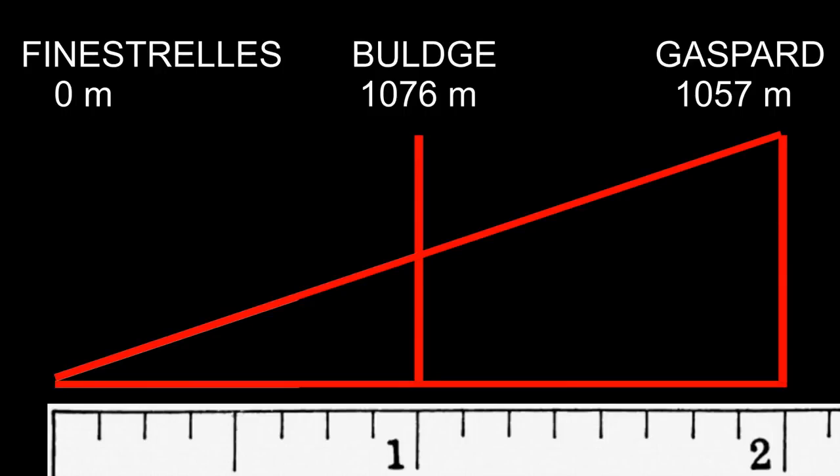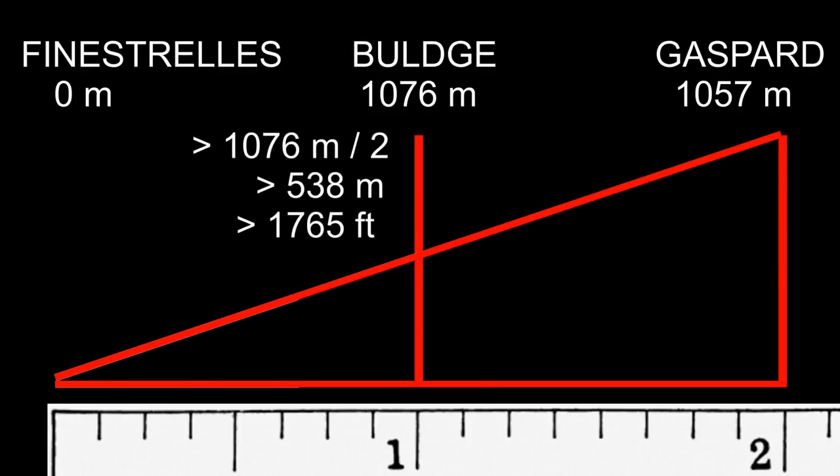Because Gaspard is slightly lower than the bulge, the line intersecting the bulge height is at slightly lower than half of its height. So the amount of blockage is greater than 1,076 meters divided by 2. That is greater than 538 meters. In English units, this is greater than 1,765 feet of blockage according to the globe Earth model.